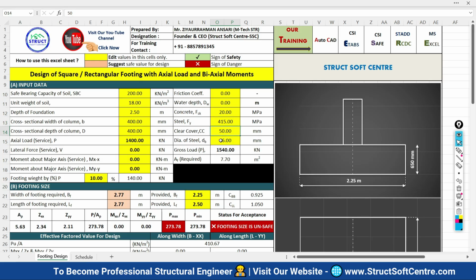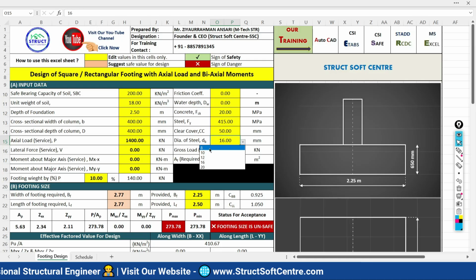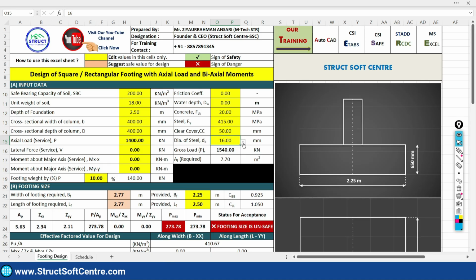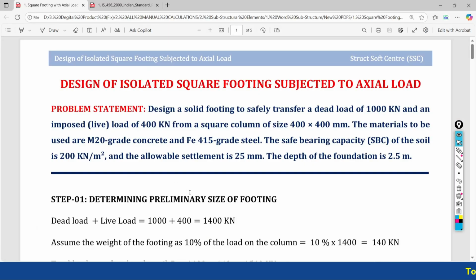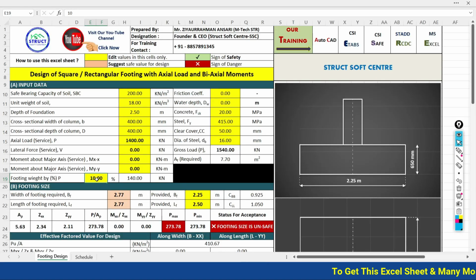Clear cover for the footing is 50. Diameter of the bar we can consider as per our choice. You can consider 10, 12, 16, 20, whatever. So I am going to consider 16. Now finally we have to consider the self weight of the footing by percentage. In our manual calculation, what did we consider? 10%. That's why we are going to write 10% here.